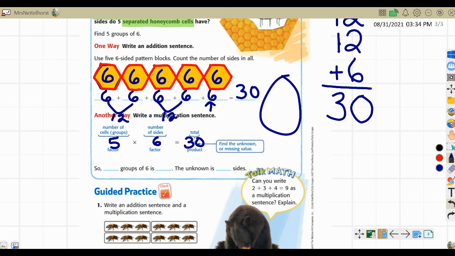So 30 goes right here. Make sure you fill that in there. So 5 groups of 6 is 30. The unknown is 30 sides.